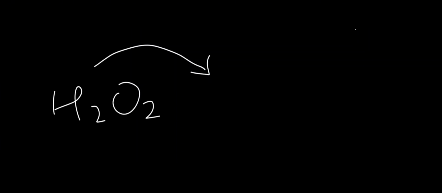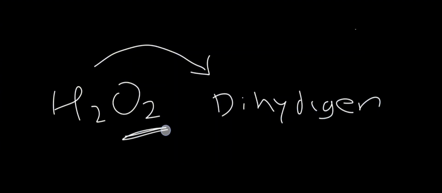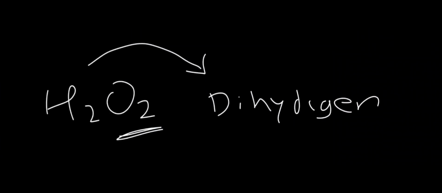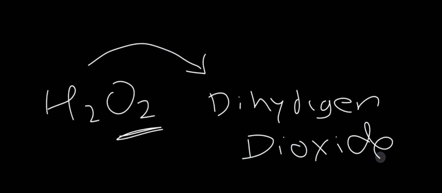Okay, so H2 means dihydrogen for the first one. Second one, it's O2, so no mono. There's no mono there, it would just be dioxide since there's 2 oxygen atoms. Alright, let's jump back to ionic compounds a little bit.